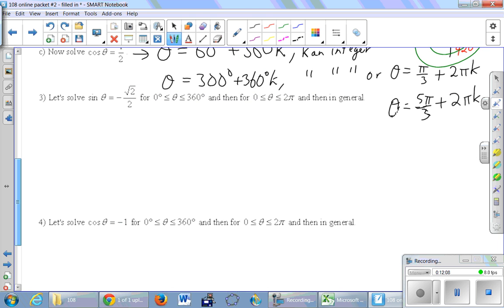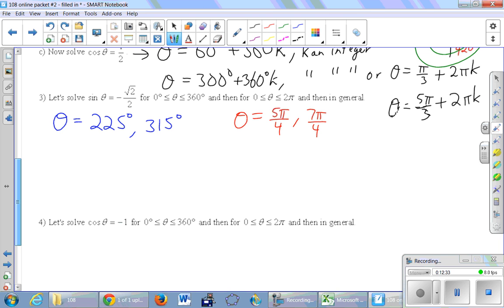Okay, so from the unit circle, we got theta is, on the one hand, 225 degrees, or the other answer was 315. And we'll pick a different color here in radian mode. Theta was 5 pi over 4, or 7 pi over 4. And then we want to solve the equations in general.